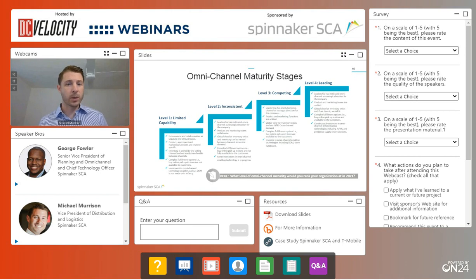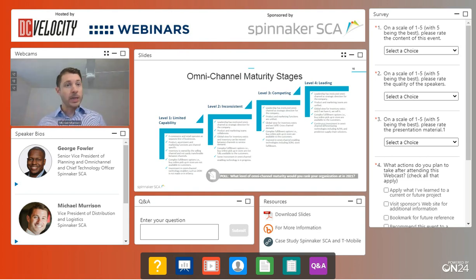This is helpful for us as we go in and start to look at an environment and say, okay, what's our baseline? So level one is a limited capability. Largely, this is siloed. We're not offering much convergence between digital and physical channels. Level two is inconsistent. Maybe you've initiated the roadmap, perhaps implementing some of that platform technology we just talked about. That's a requirement and a prerequisite for enabling the capabilities.